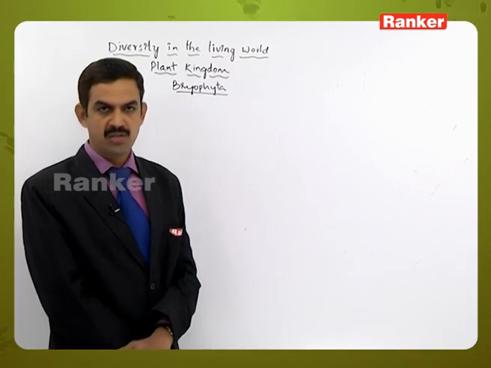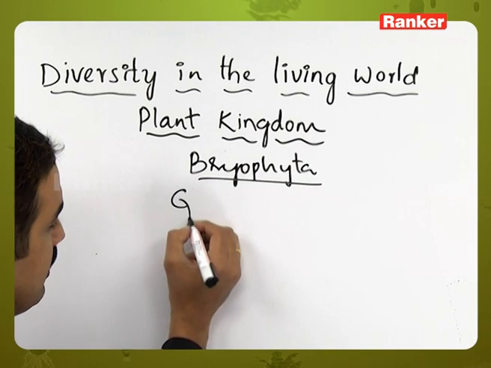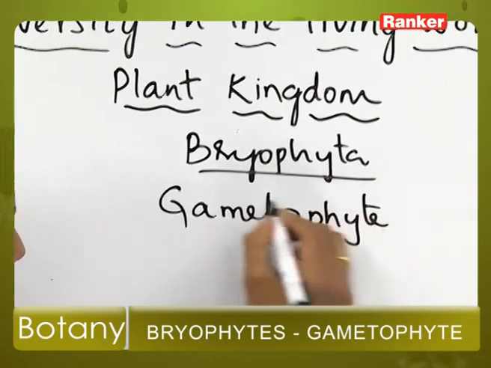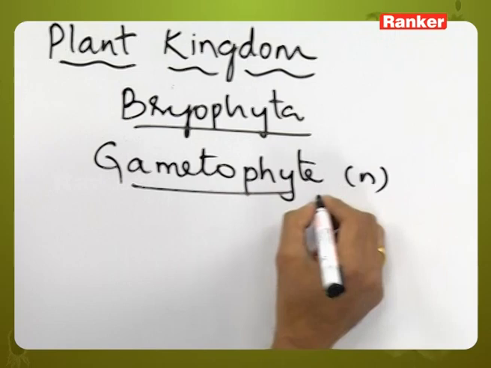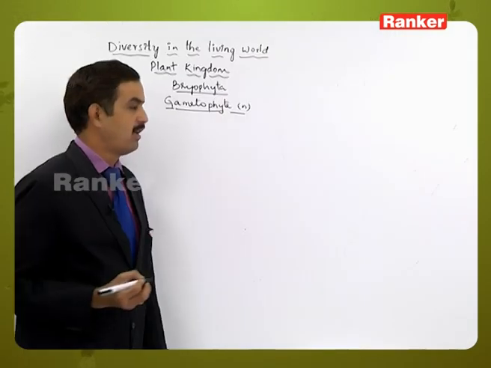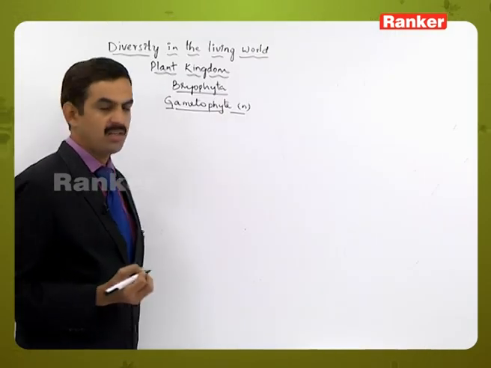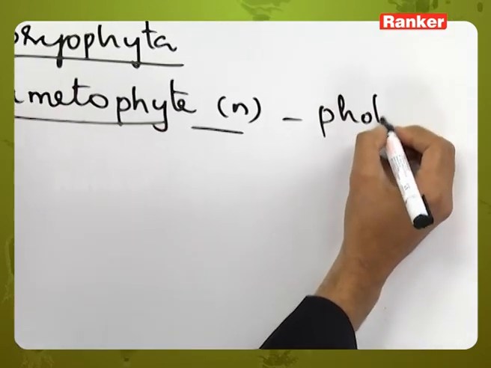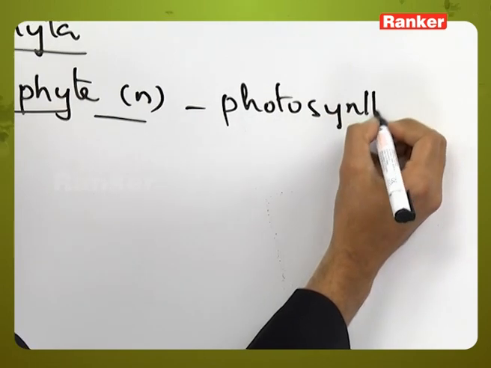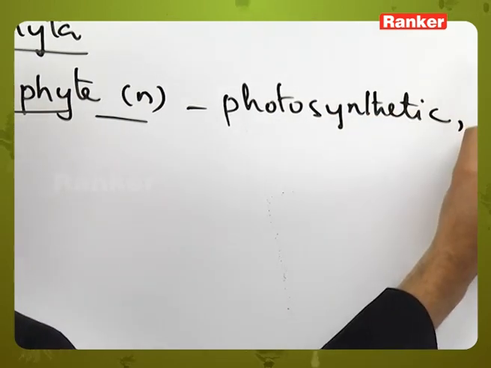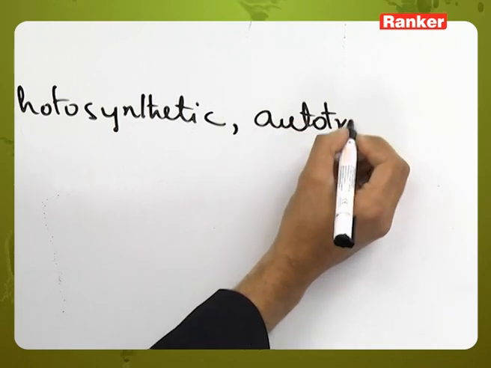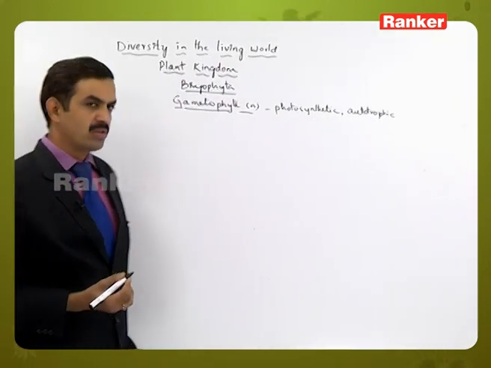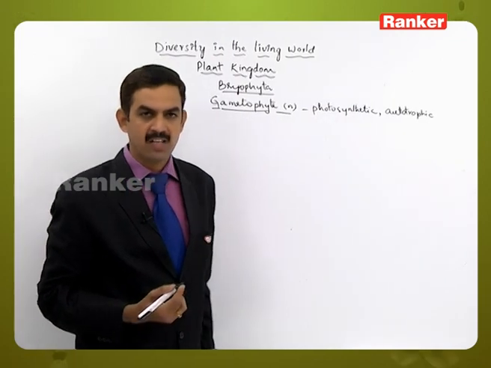Out of the two generations, the gametophyte is the dominant stage, and this gametophyte stage is photosynthetic and autotrophic. It will fix into the substratum with the help of the rhizoids.